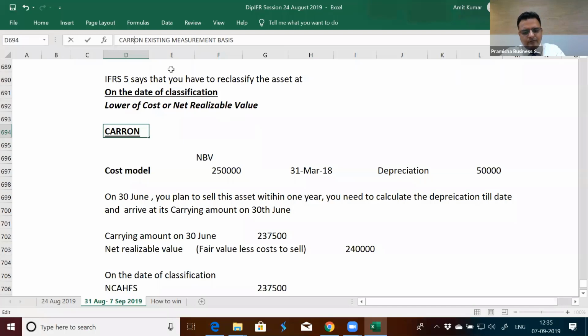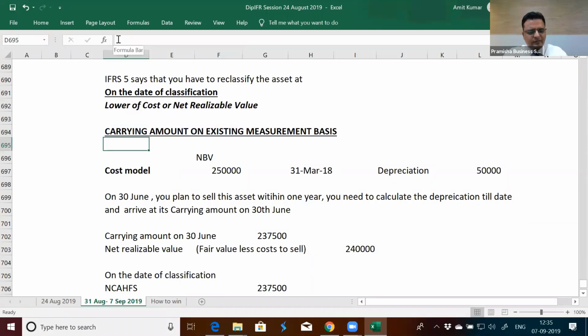Carrying amount on existing measurement basis. If the existing measurement basis is cost model, we'll bring the carrying amount on existing measurement basis after charging depreciation till this date.